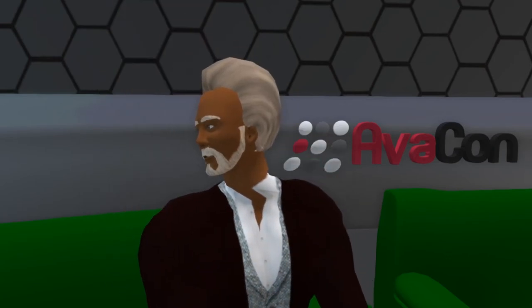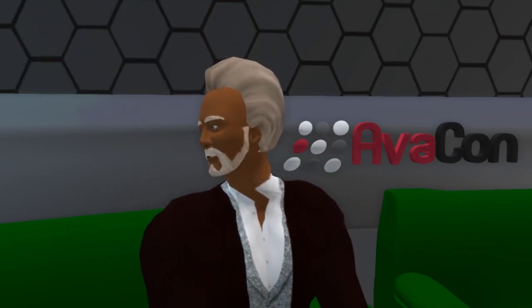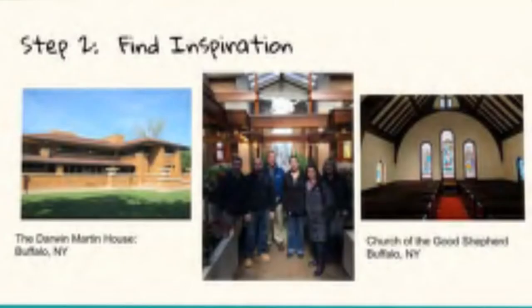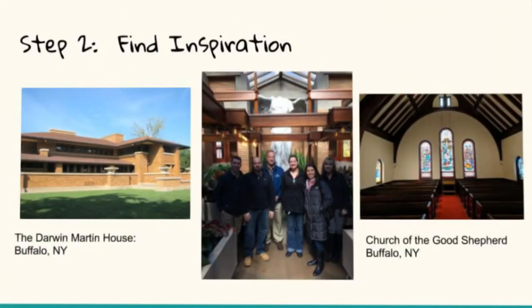So let me move on here, because I've got a few more slides to share with you. So step one is finding that awesome collaborator, which I did in Sheila. And let me just advance my slide. So then was finding inspiration. And again, for the art project, we also brought the kids to the Darwin Martin House. You can see it on the left. We also showed the kids across the street from the Darwin Martin House the Church of the Good Shepherd, which has some Tiffany art, stained glass art design. So we gave them that inspiration as well.